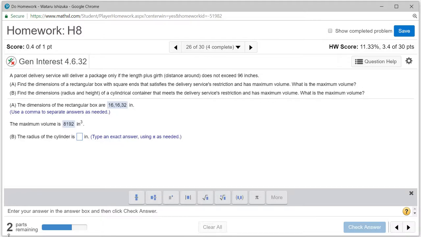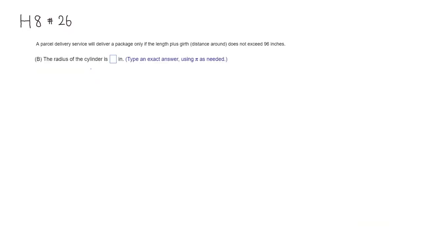All right, let's look at homework 8, problem number 26, part B. We have a cylinder, and we have to make sure that the length plus girth... length is, as before, y. Since it's a cylinder, the girth is going to be the circumference, which is 2 pi r. And this cannot exceed 96, so we're going to set it to 96.